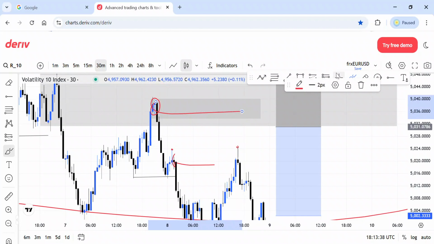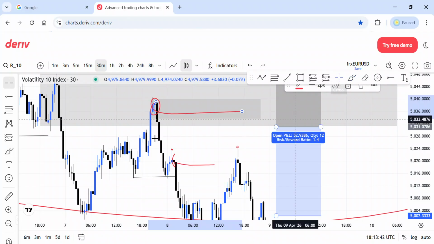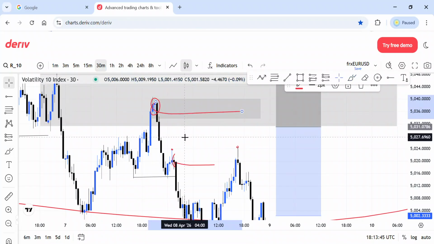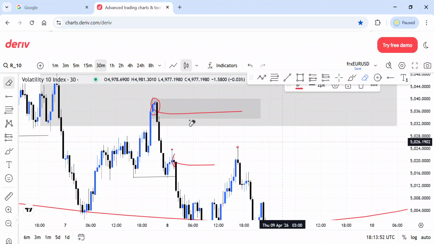You are always going to see entries, you are always going to see setups on the chart. So this is not the last setup you are going to take. So just let it fly, just let it go and wait for another setup. So that is just how it is.